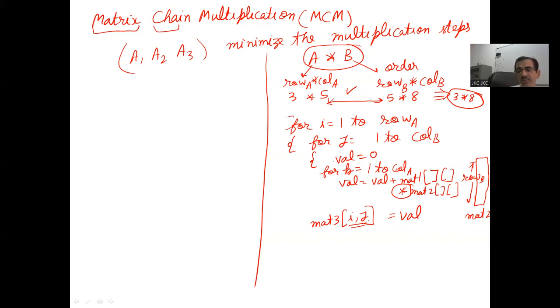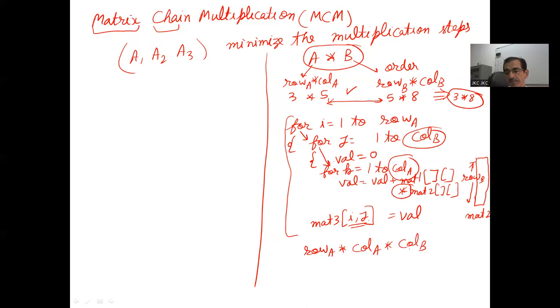If you consider this complexity, the multiplications are nesting here, here, and here. So the number of multiplications is row A into column A into column B. Column A is equivalent to saying row B. You can write either, but they are equal. So this becomes the order of the total multiplication for two matrices, and I want to minimize it.